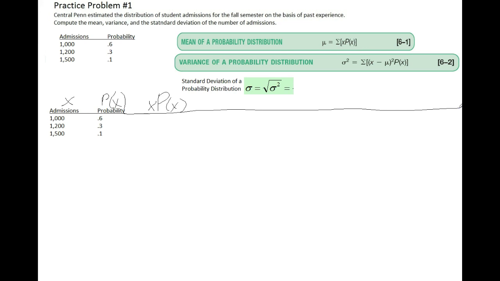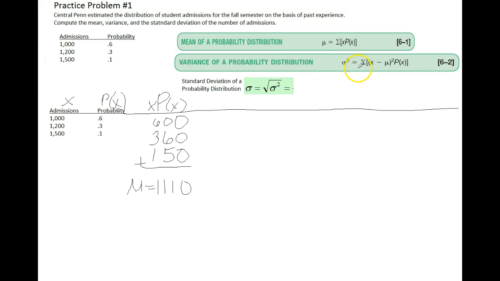So what we're going to do is 1,000 times 0.6, which is 600. I'm going to write a little larger here just because that's what I have to do. 1,200 times 0.3 is 360. And 1,500 times 0.1 is 150. So to find the mean, we are going to add it all up. And our mu, mean, is 1,110.